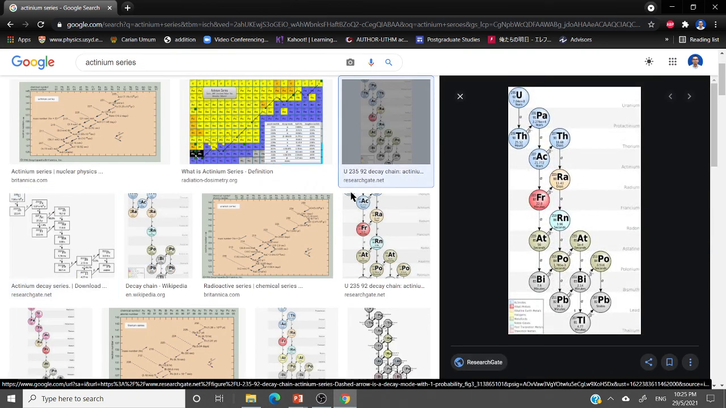It depends on the amount of the daughter nuclides as well as their half-life.